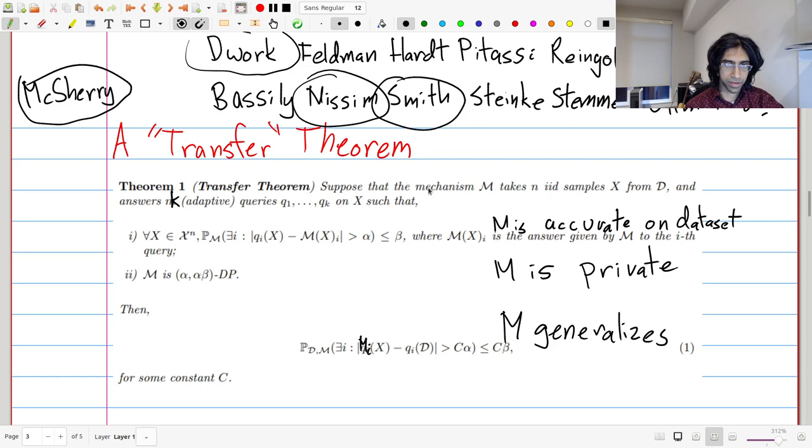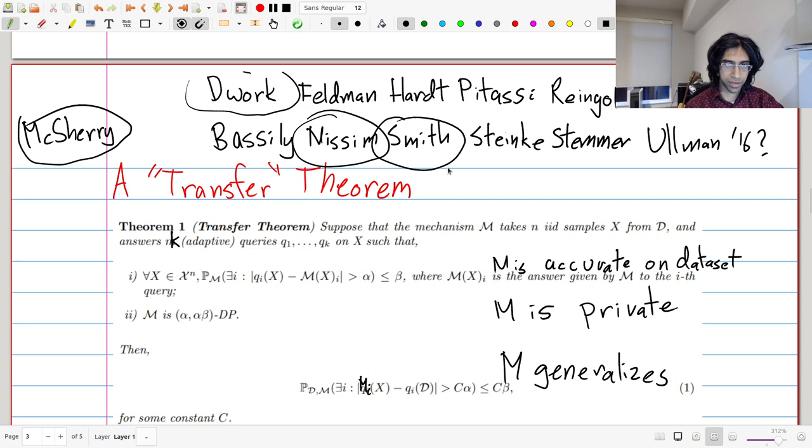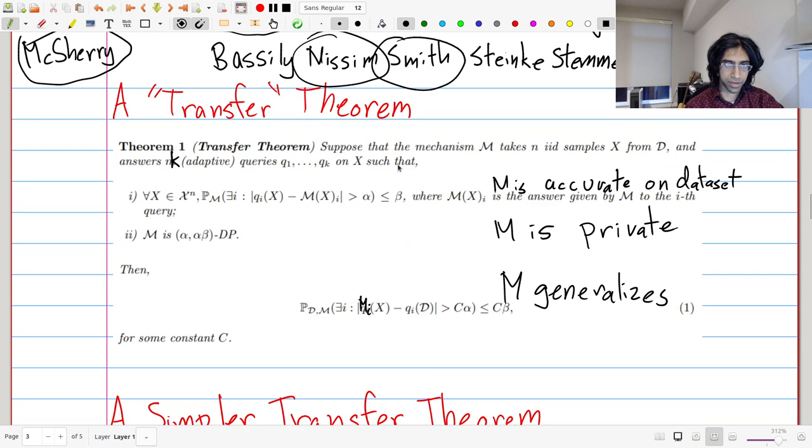Cool. So this is the transfer theorem shown by BNSSU. We're not going to show that today because it gets a little bit technical in some points. There is a simpler proof of a transfer theorem like this, which was about a year old now, ITCS 2020.